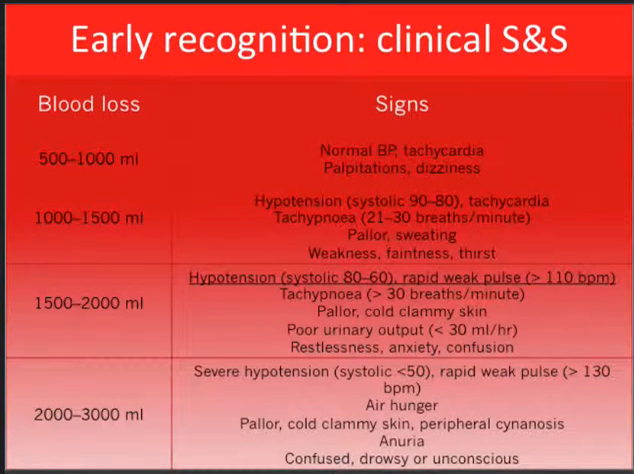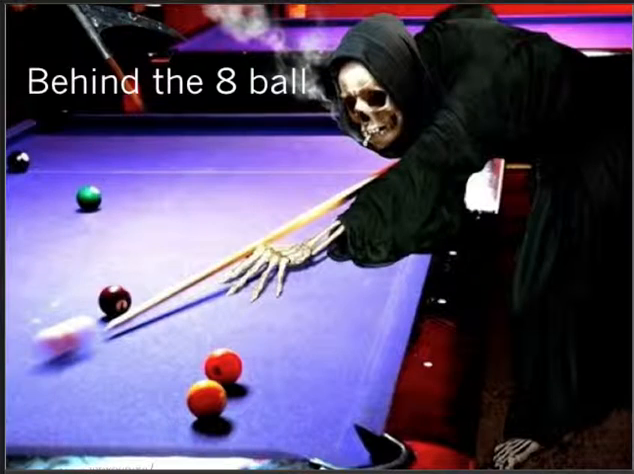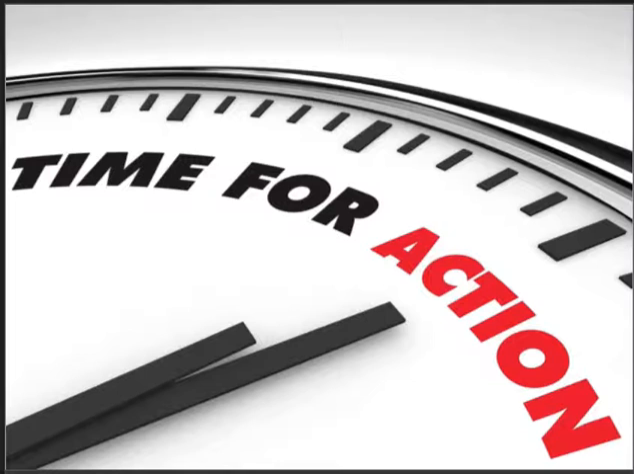If the blood loss is now between 2 and 3,000 milliliters, then we have all the symptoms. The blood pressure systolically drops further, the pulse increases further and is rapid and weak. The patient suffers from air hunger and there's a complete anuria. The patient is confused, drowsy, or even unconscious. So we have clear-cut, different signs and symptoms depending on the amount of blood loss. So if you observe the fourth part, then you're really behind the eight ball and you will be competing with death. So it's time for action.